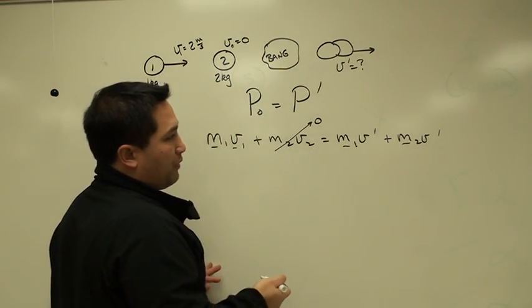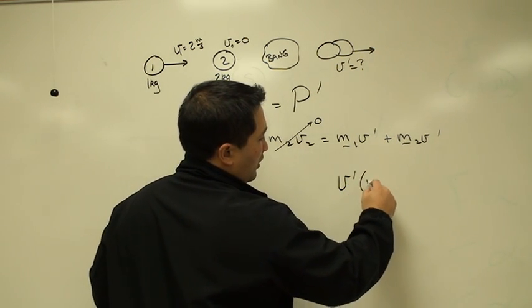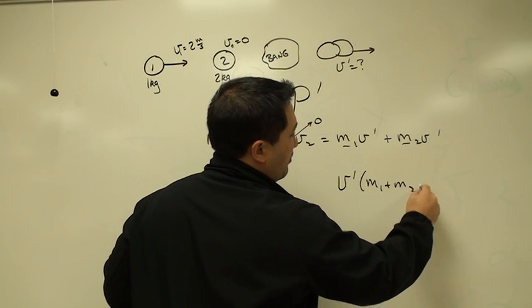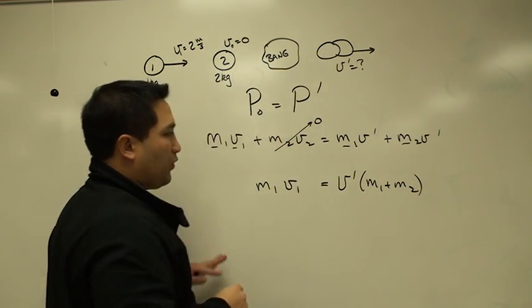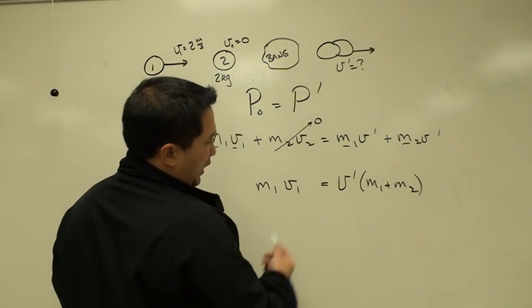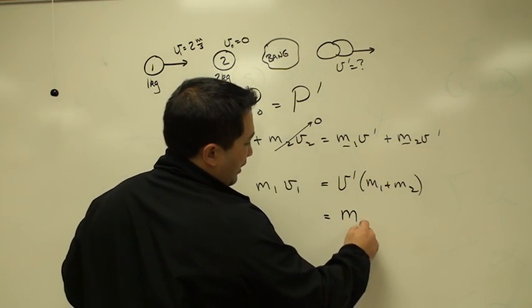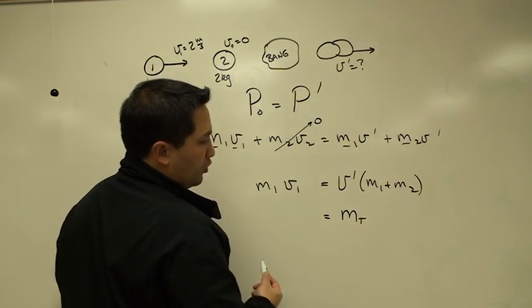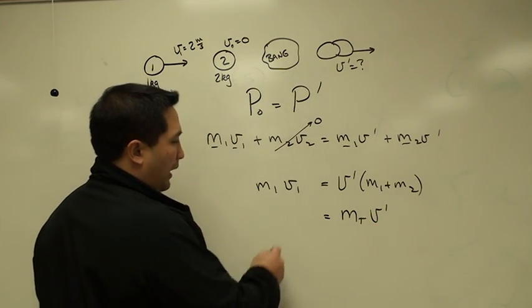If they both have V prime in them, I'm going to go ahead and factor out the V prime. I'm going to go ahead and write this out with the masses together. The left side's still going to have that one object moving with some momentum. To finish up this problem, we're probably going to be solving for the final velocity. So let's go ahead and just clean it up a little bit. I'm going to combine those masses and make it one term, mass total, times one combined velocity V prime.